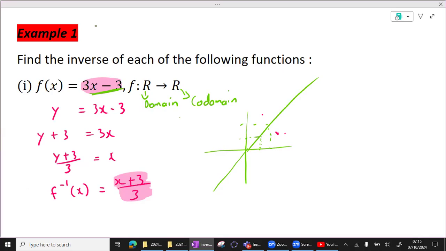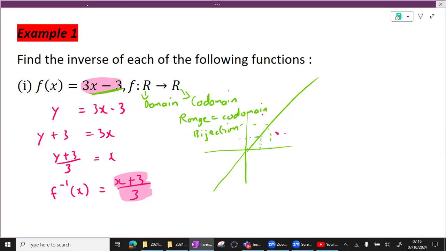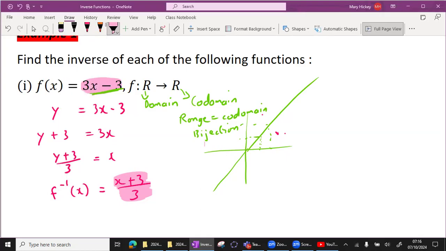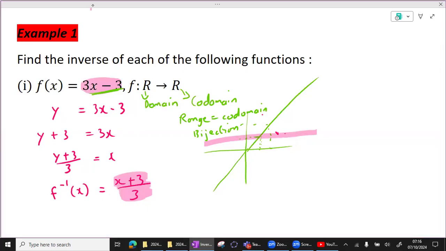Because the range equals the codomain, they are literally equal to each other because all y's are possible, so it's surjective. It is also injective. And because it's both injective and surjective, it's bijective. Or another way, of course, is our horizontal line test. If I draw a horizontal line anywhere along the straight line, we can see that it will only touch it just the once. And if it touches it just the once, it's bijective.